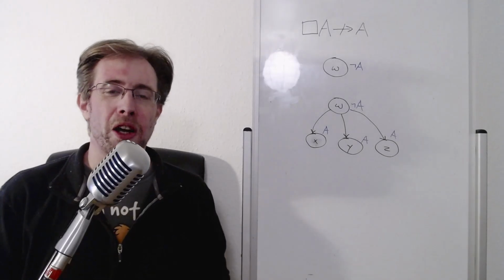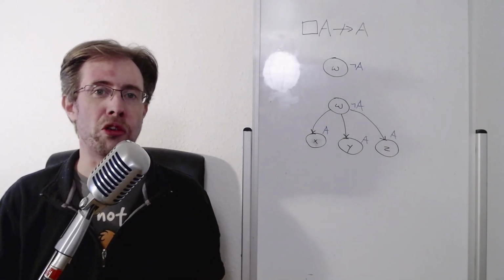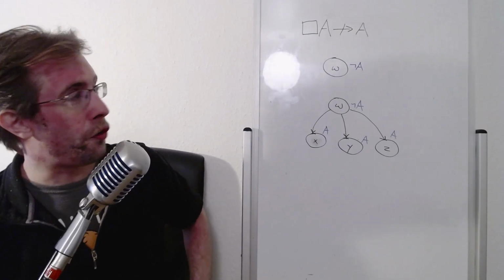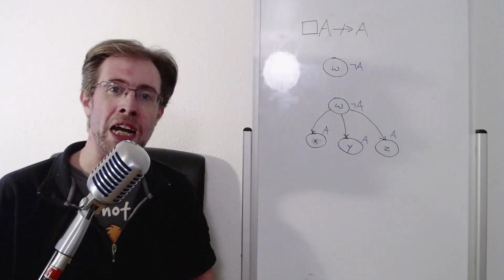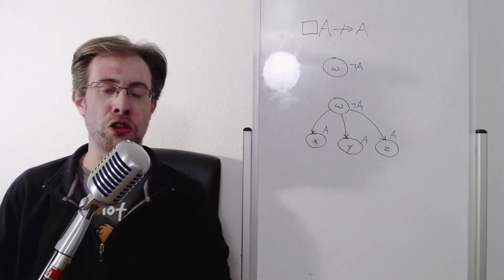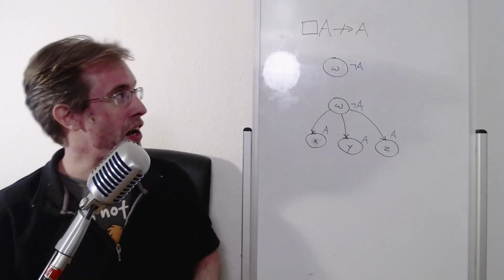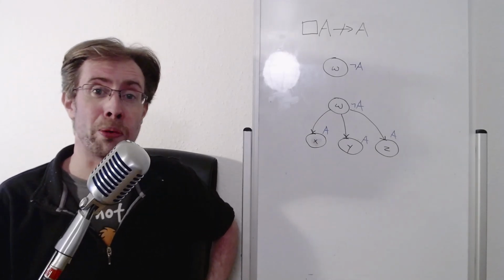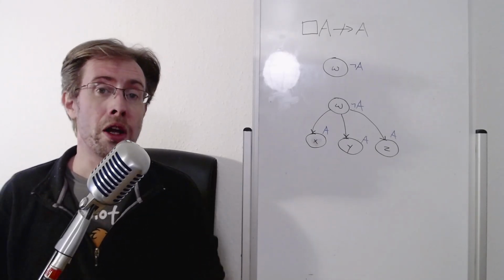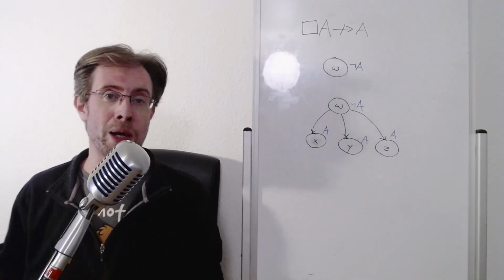Hello again. I wanted to talk a little more about the previous example we saw, the failure of the implication box A implies A in modal logic. It's not the case that if A is necessary, then A is true. If A is true at all accessible states, it doesn't mean that it's true now. And we saw one counterexample of why not.